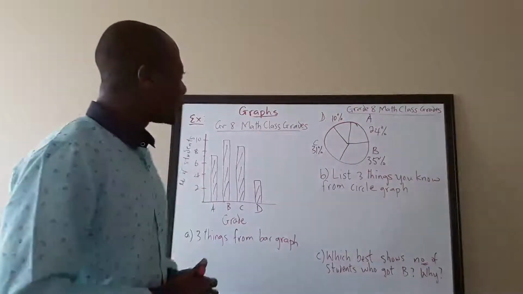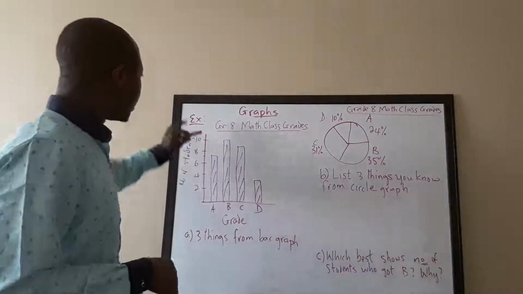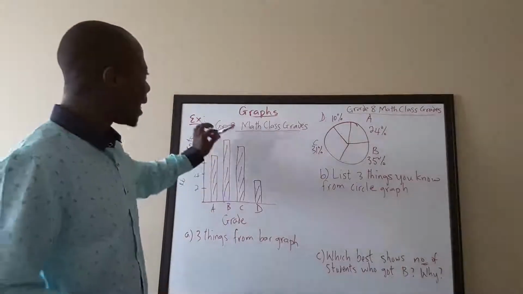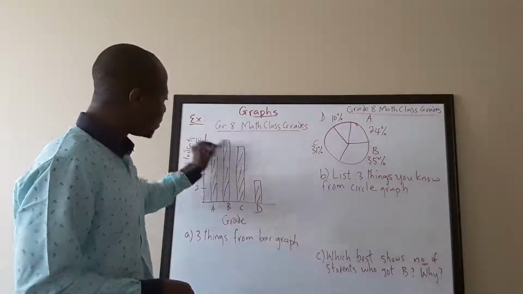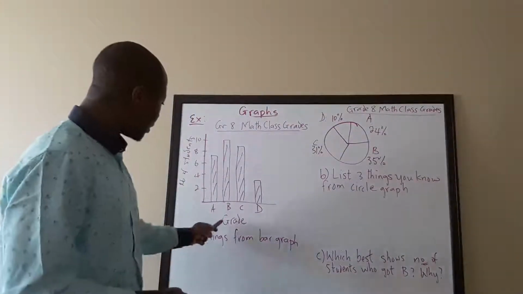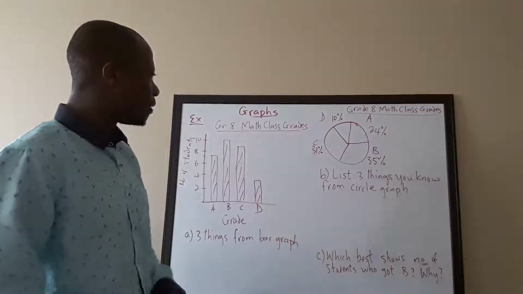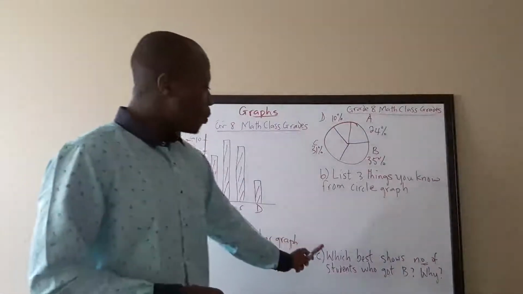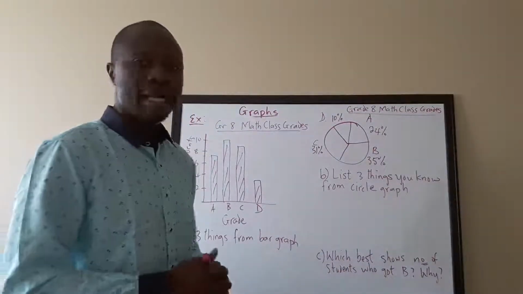All right. So now we're going to move on. We want to see some questions now. So this is an example here. In this example, we are showing a particular grade 8 math class and their grades. We're showing them with a bar graph and with a circle graph. Question A says list at least 3 things that you know or you can see from the bar graph, and question B says list 3 things you know from the circle graph. C says which of the 2 graphs best shows the number of students who got B and why.